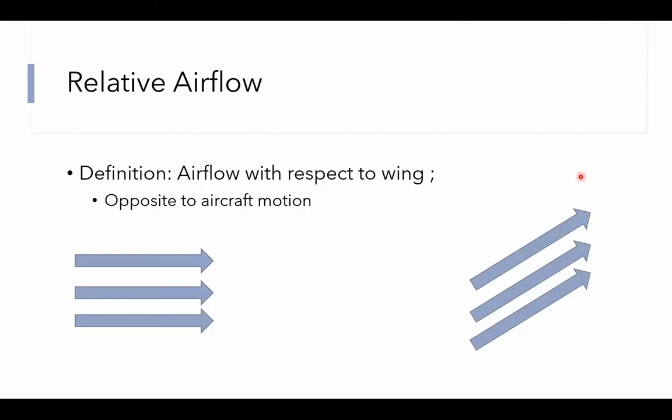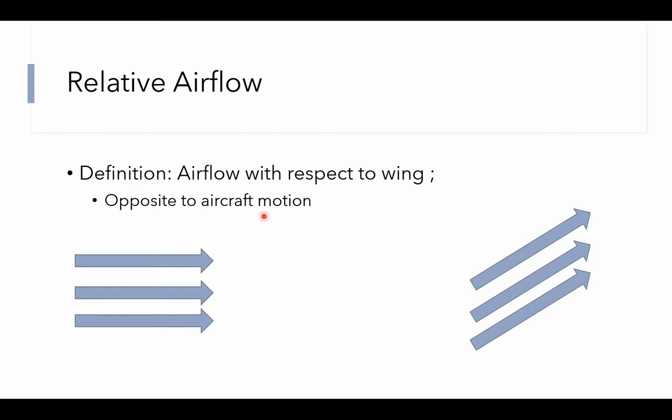Before we talk about the last term in this video, let's talk about relative airflow. This is the airflow with respect to the wings. You can think of this as the airflow opposing the aircraft's motion. When thinking about relative airflow, be sure to first ask yourself this: what is the aircraft's current motion?